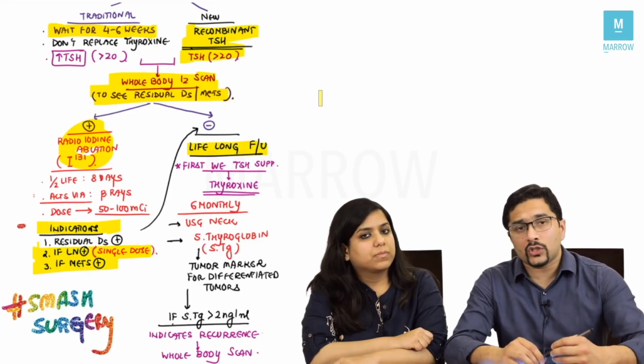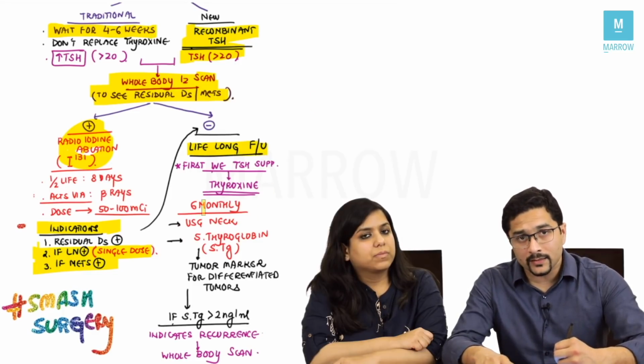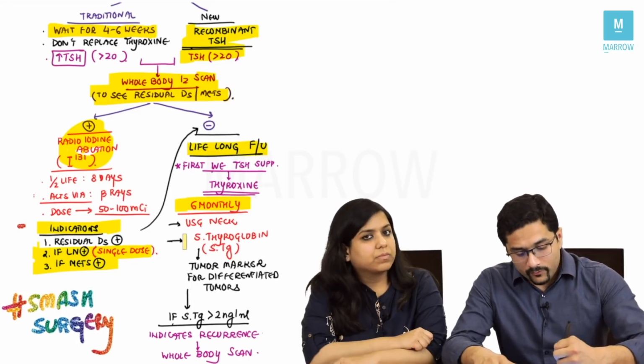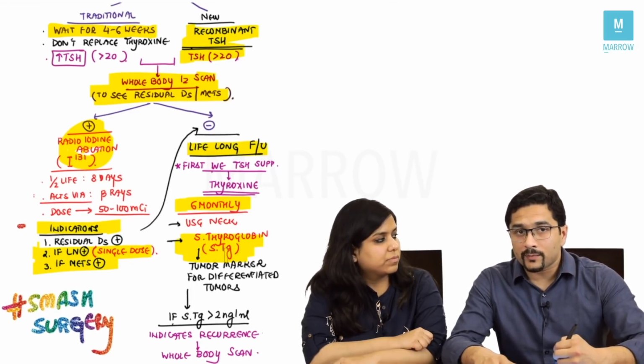thyroglobulin. Serum thyroglobulin is the tumor marker for differentiated thyroid cancers. And if this goes above 2 nanograms per milliliter, then we should suspect a recurrence in these patients.